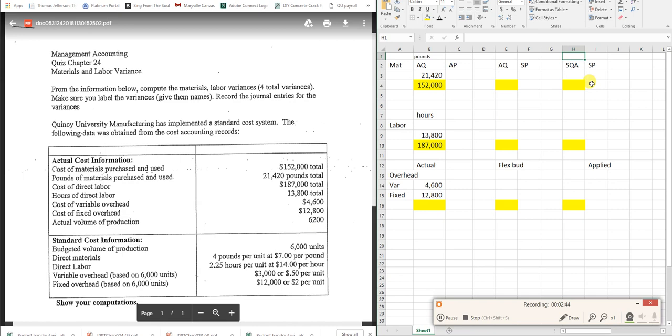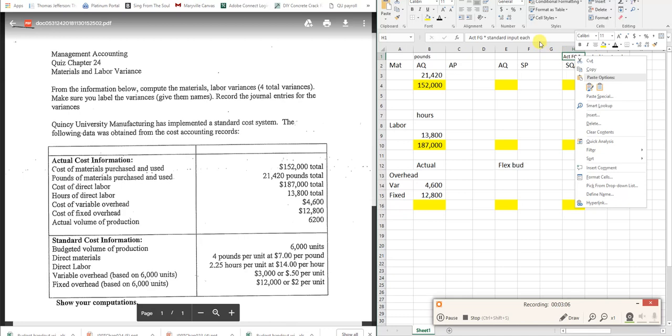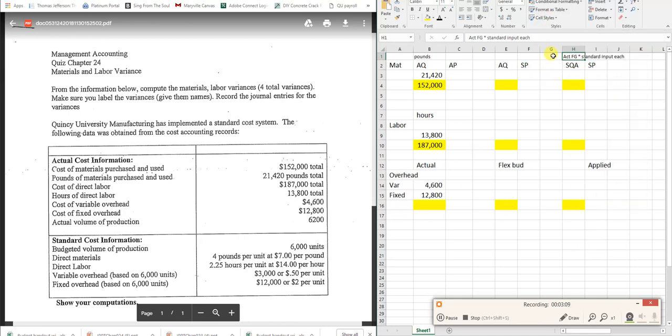So if I go over here to standard quantity allowed, I want my actual finished goods times my standard input. Okay, so that's the standard quantity allowed. That's this box, not this number. So these two go together. The standard quantity allowed is actual finished goods times standard input each. So I'm going to move my standard price over here.